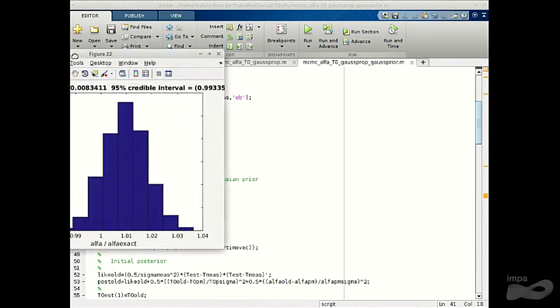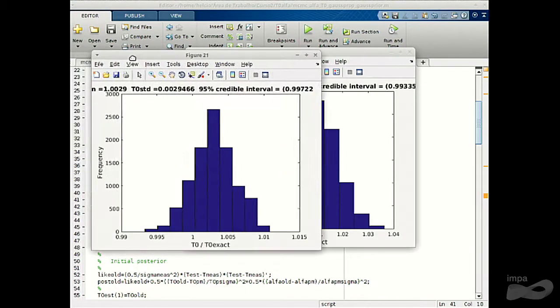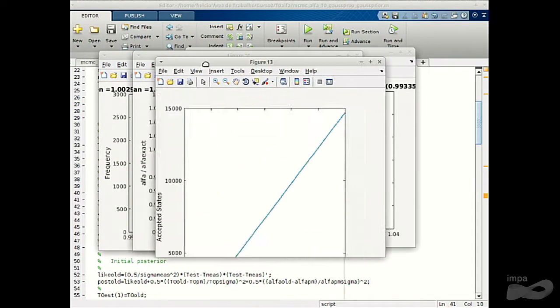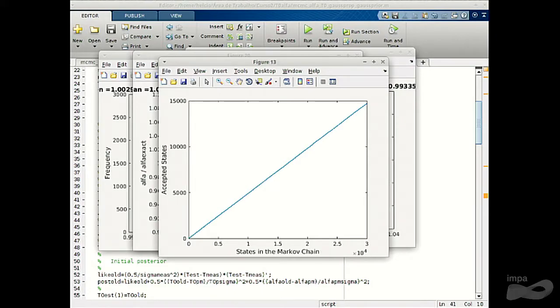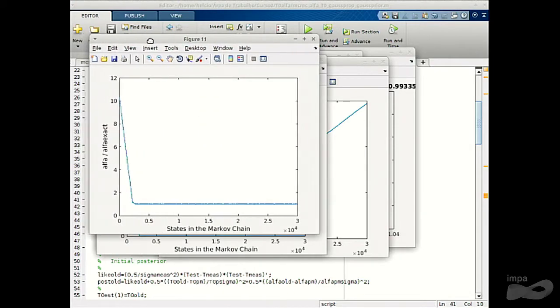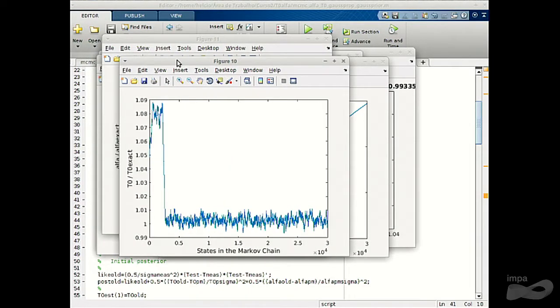So this is the histogram for alpha. This is the histogram for T0. Both of them are very nice. We accept a lot of states because the uncertainties in the prior are so small that you're actually around the region where the parameters are most likely, which is prescribed by the prior. This is the posterior, the Markov chain for alpha, and the Markov chain for T0.